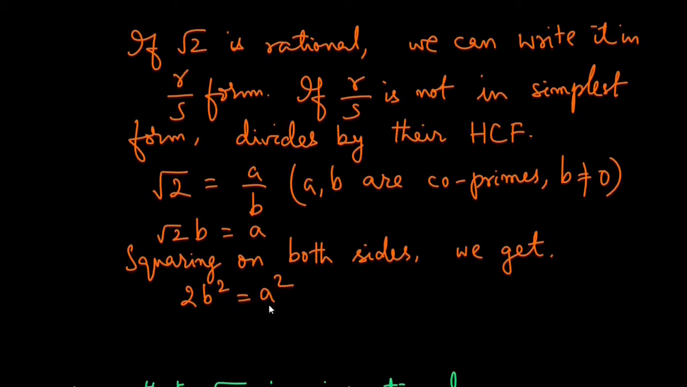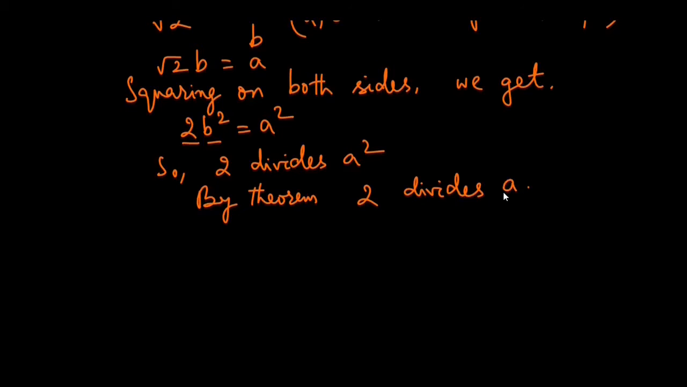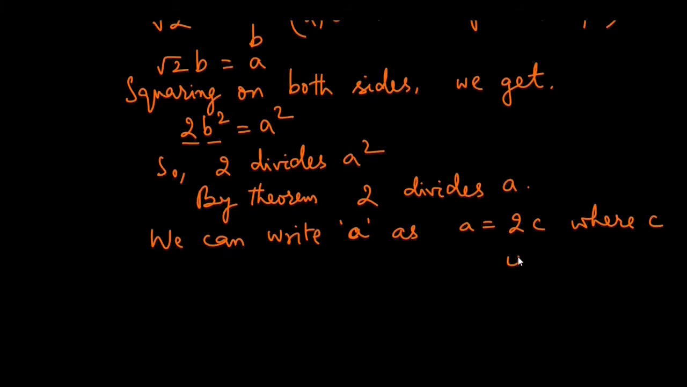2b square is equal to a square means 2 and b square are the factors of a square. That means 2 divides a square. By theorem, 2 divides a. When 2 divides a, we can write a as a is equal to 2c, where c is any integer.